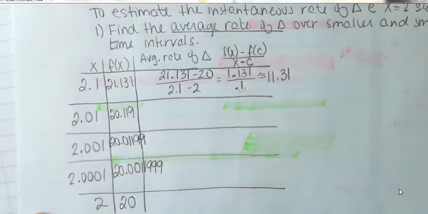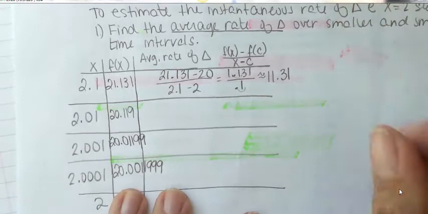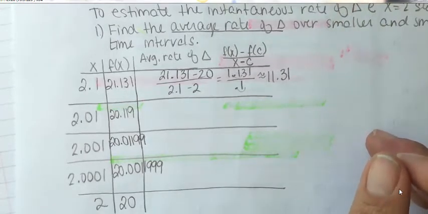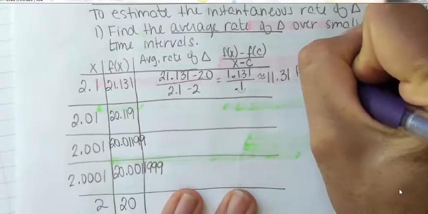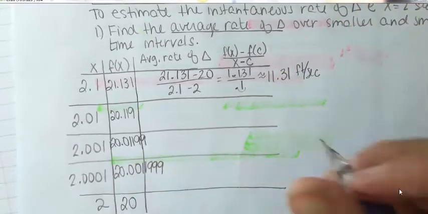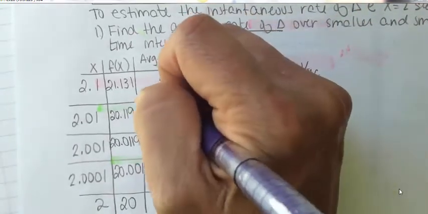11.31. And that's feet per second. Okay, and I'll do that for each one of these.